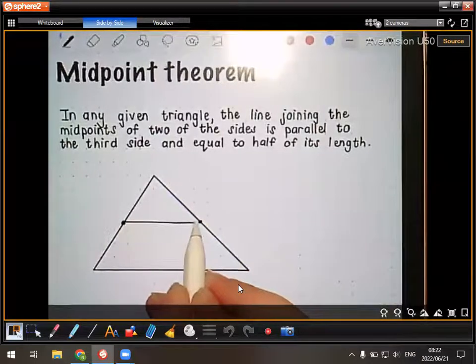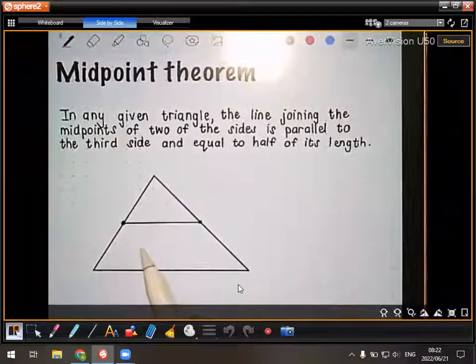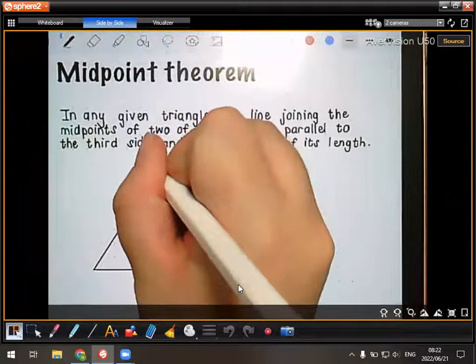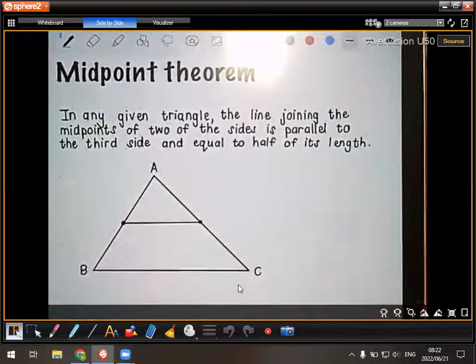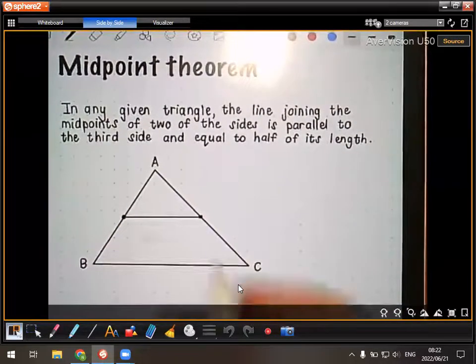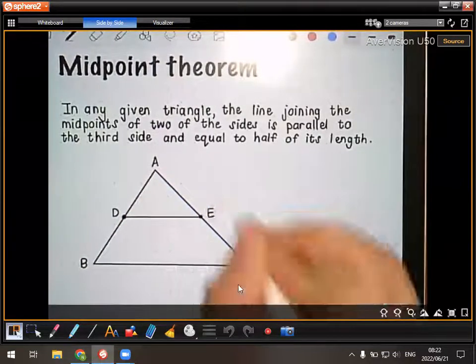And then we're going to draw a line there connecting those two midpoints. Let's call our original triangle A, B, C. And then we can call this line D, E.